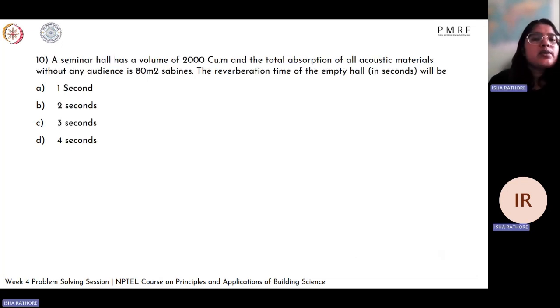A seminar hall has a volume of 2000 cubic meters and the total absorption of all acoustic materials without any audience is 80 square meter Sabins. The reverberation time of the empty hall in seconds will be A, 1 second, B, 2 seconds, C, 3 seconds, and D, 4 seconds.